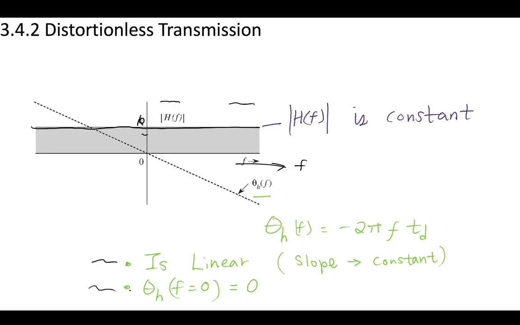And we also have this other term right here. When the frequency is 0 hertz, we also see that the phase response is 0. So this indicates to us that we have a distortionless transmission, that we've fulfilled this obligation. The slope of this is the time delay, and the magnitude, the amplitude response, is also constant.